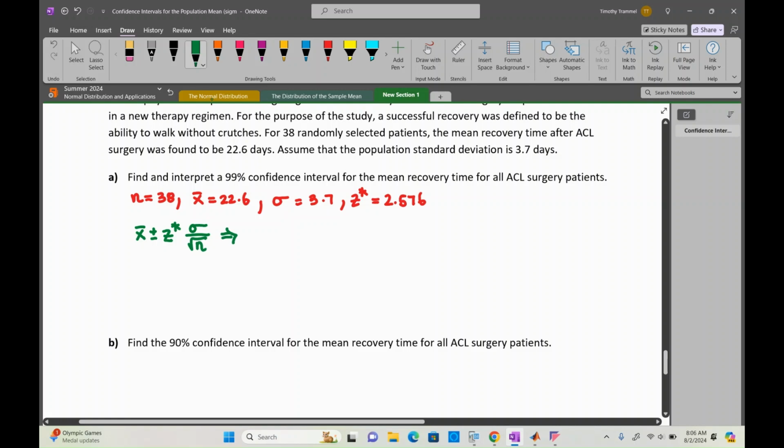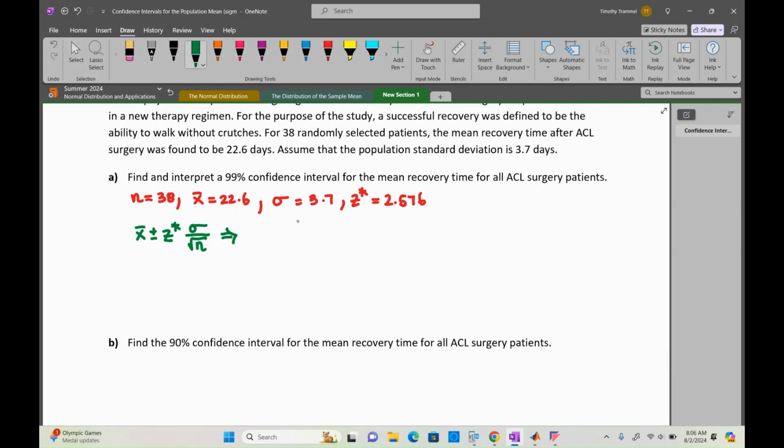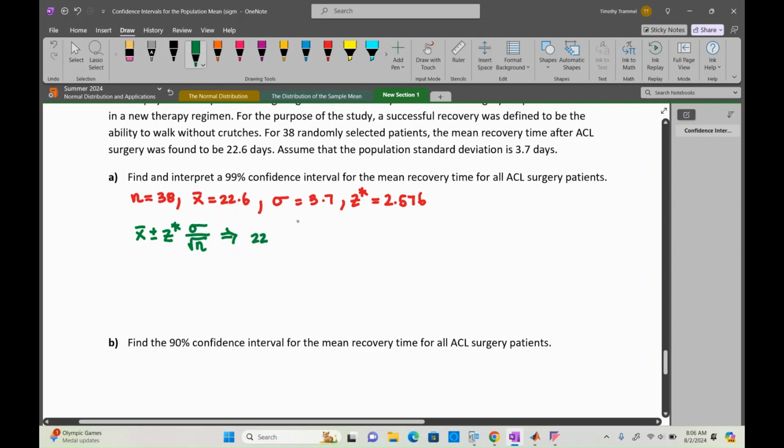All right, and that brings us to our next step. We just need to plug all these things in here. So our X bar again was 22.6. We have plus or minus Z star, which is at 2.576. And then we want to multiply that by 3.7 over the square root of 38.